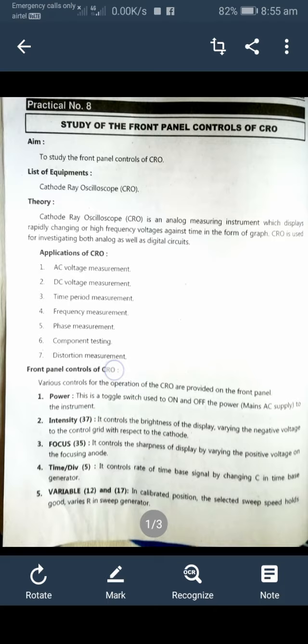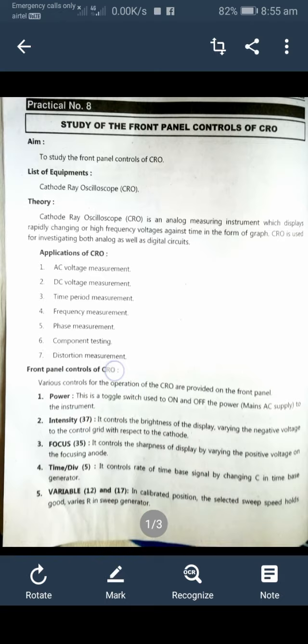Time per division: it controls the rate of the time-based signal by changing C in the time-base generator. Variable in calibrated position: the selected sweep speed holds good; otherwise it varies R in the sweep generator.